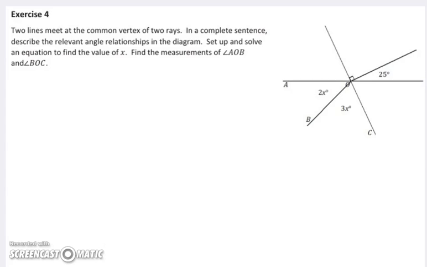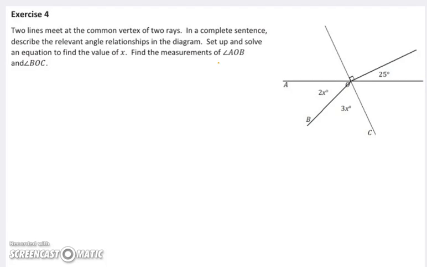Okay, so we go to our second example here. This is exercise 4. So I think that matches up with your loose leaf, the notes that I gave you. It says 2 lines meet at a common vertex of 2 rays. So again, always, always, always, try to find angle relationships in the diagram. And then, of course, we have to set up equations here. It wants us to find the measurements of angle AOB.